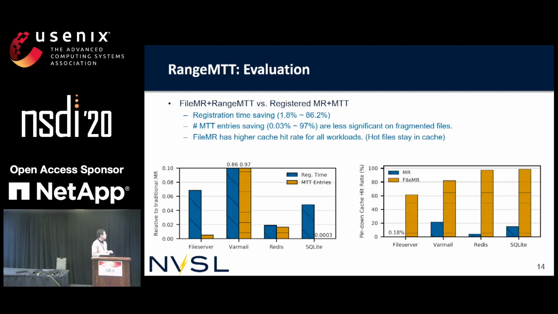We also evaluated our range-based translation using some existing file system benchmarks, and the conclusions are that both the registration time and the MTT entry size can be greatly reduced by using a range-based extent solution. Although if you have a very fragmented file, you will still have many entries. However, because the file already has locality, we can still save some cache. We can have a better cache hit even with more fragmented files.